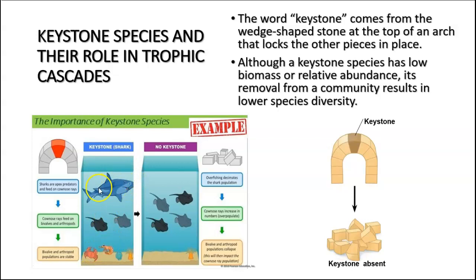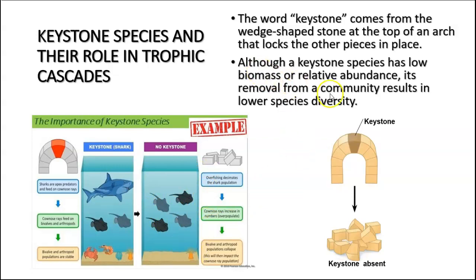When you remove the sharks, that increases the cow-nosed rays, since the sharks feed on them. If you don't have the sharks there, then you're going to have a greater number of cow-nosed rays, and they're going to eat up all of the arthropods and mollusks that are present there, and that's going to end up with much less species diversity, and that's going to have a negative effect on the cow-nosed rays, which messes up the whole ecosystem.